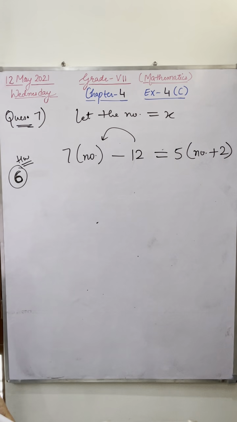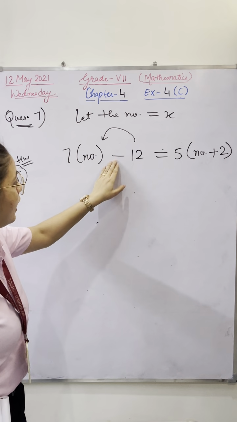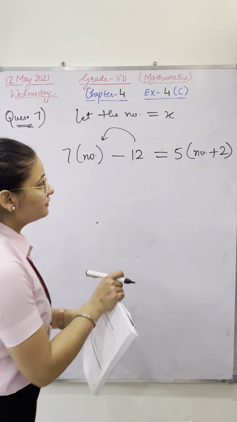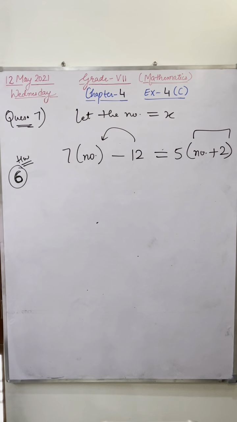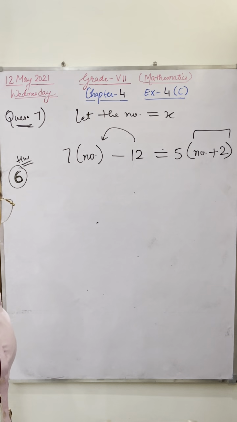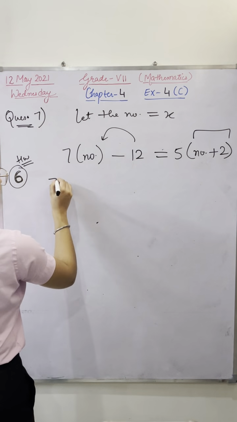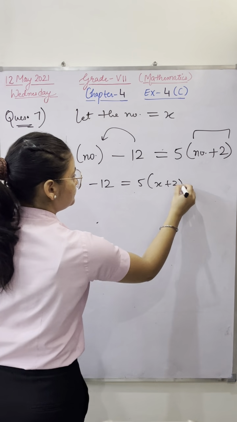I'm going to repeat what they're saying. 12 is subtracted from 7 times of a number. It gives you 5 times the sum of the number and 2. Is it clear, everyone? Gurnur Kaur, don't write. Just understand the concept. Now, 7 times of a number: in place of number, put x. 7x minus 12 is equal to 5 times (x plus 2).